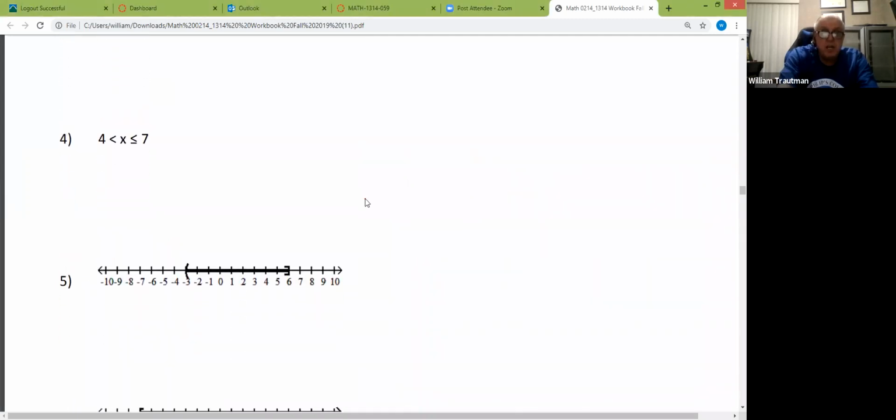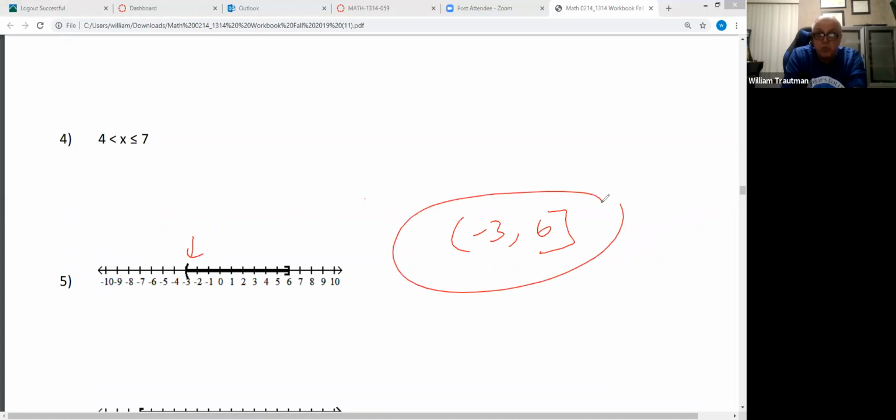Number 5, write the interval answer. So you can get it right off the graph. The question said write the interval answer. The number on the far left is -3. It has a parentheses. The number on the far right is 6. It has a bracket. We're done.